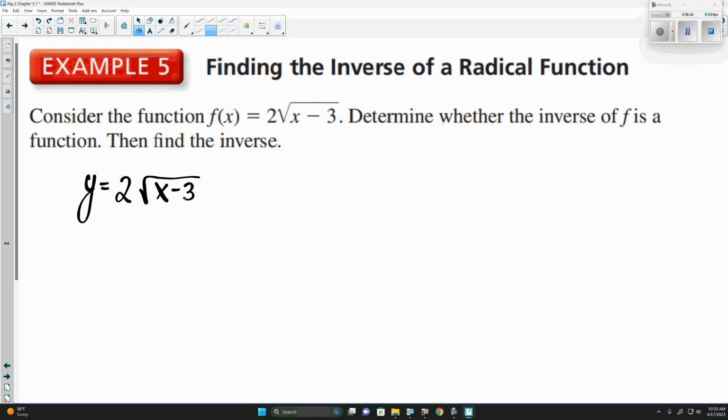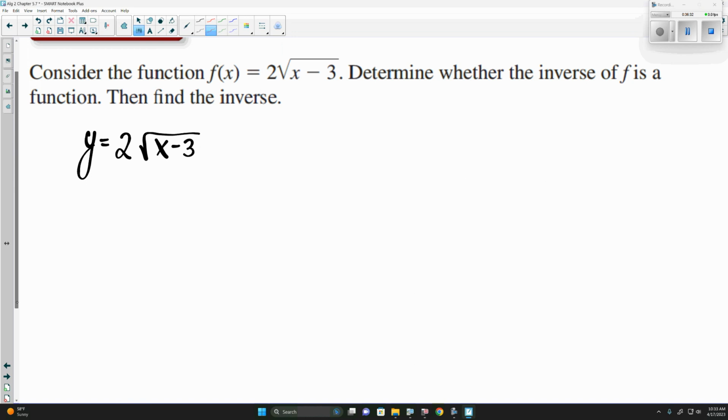functions, is going to work the exact same. So the first thing I can do is replace f of x with y. Okay, that's done. Step 2, switch x and y, telling us x is equal to 2 times the square root of y minus 3.